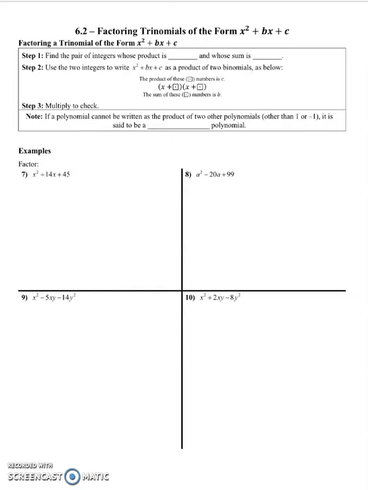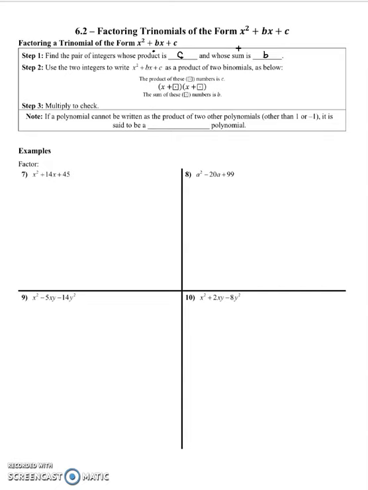So the first thing we need to do is find two integers whose product is c, meaning they multiply to give us c, and whose sum is b. Remember, sum means add, and as I said, product means multiply. Then we use the two integers that we find to write x squared plus bx plus c as the product of two binomials. So then we can FOIL it out to check and make sure we're right.